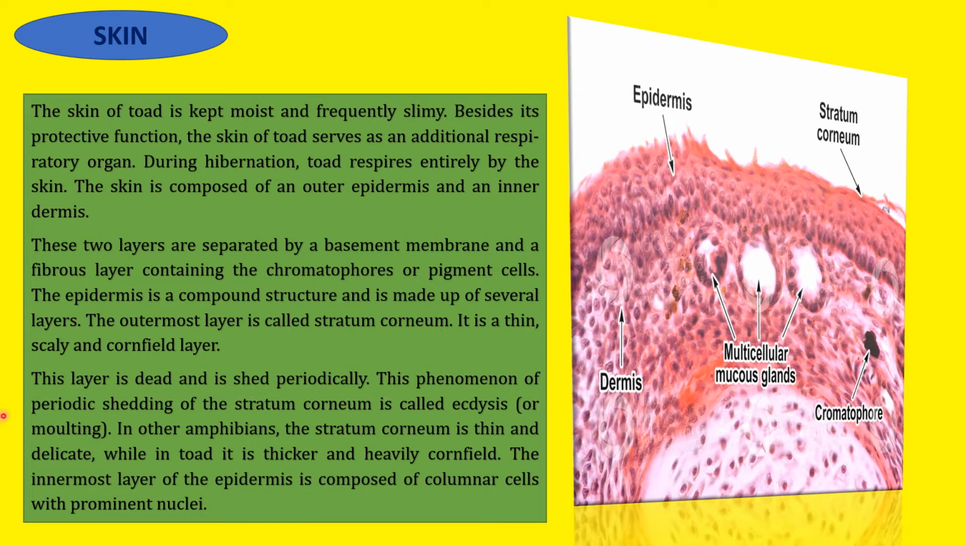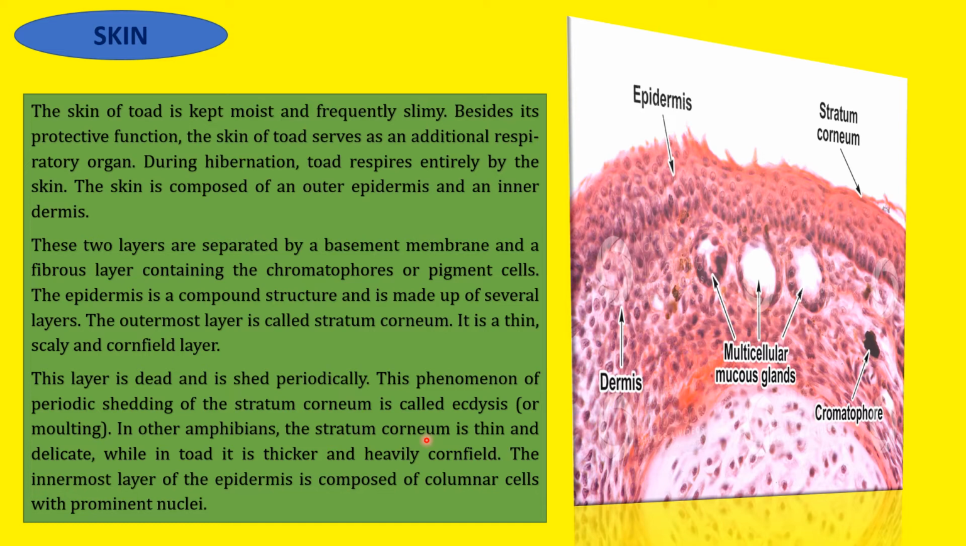This phenomenon of periodic shedding of stratum corneum in case of toad is called ecdysis or molting. It's a very important question. What is molting? If it comes, you will write that stratum corneum layer of skin of toad is dead and is shed periodically. This phenomenon of periodic shedding of the stratum corneum is called ecdysis or molting.